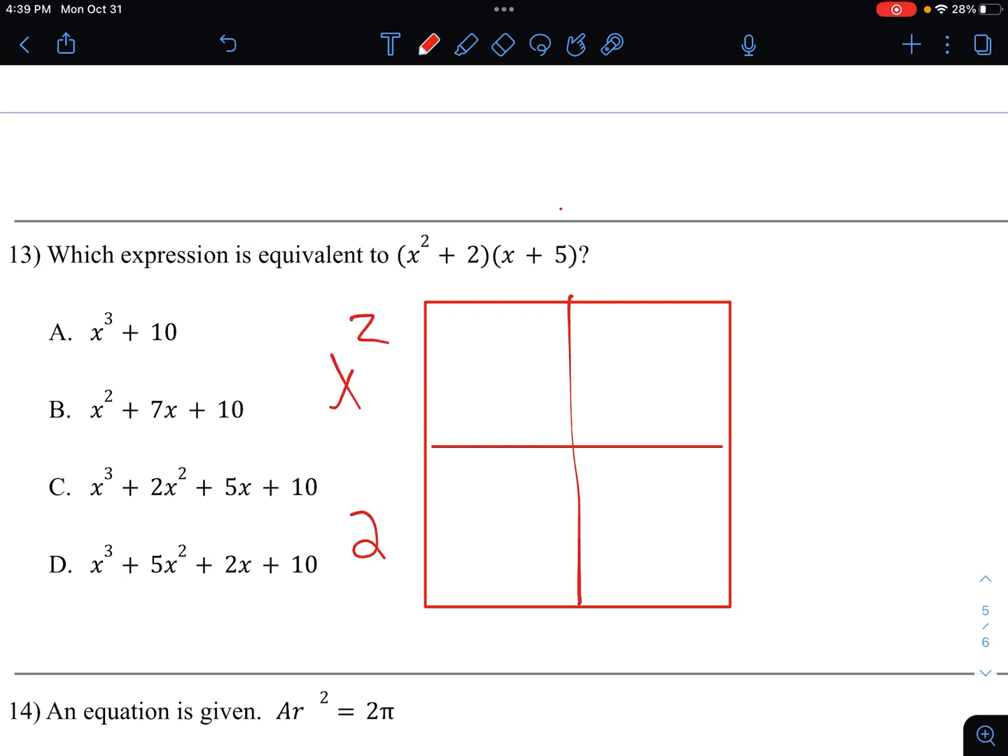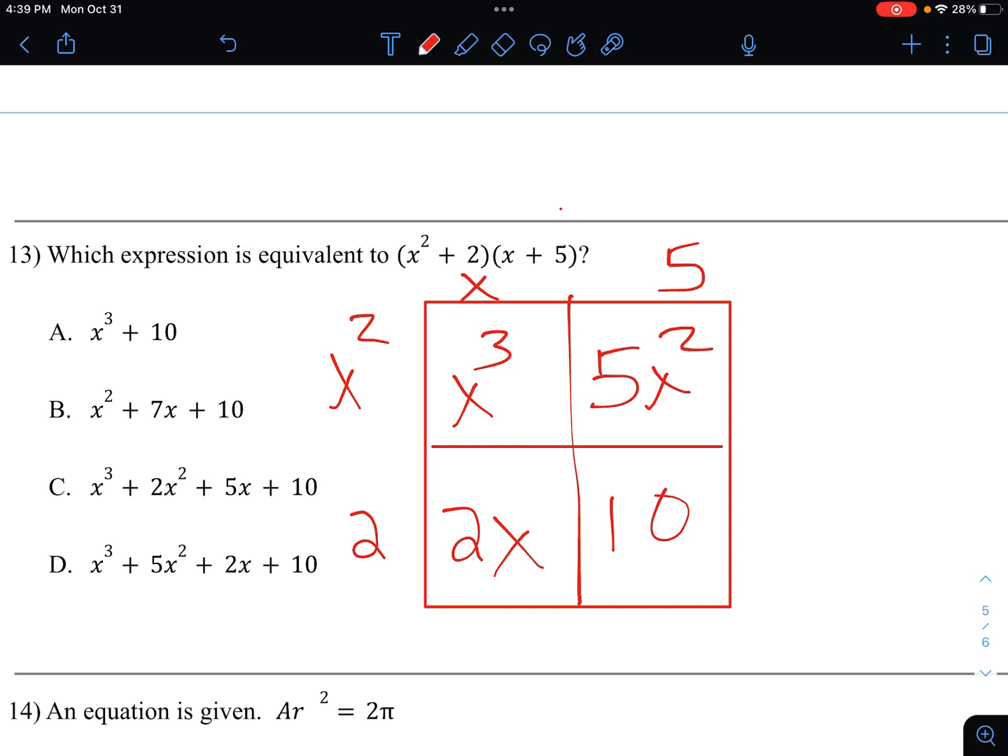Right, so we're going to have x squared plus 2x plus 5, right? Here we get x to the 3rd power. We get 5x squared. We get 2x. And we get 10, right? Now, we don't have to do anything else, right?